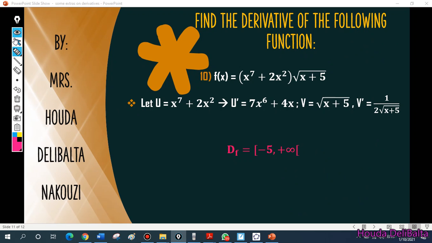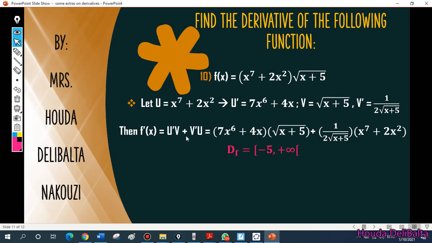Let's continue to find the derivative. So f prime of x is u prime v plus v prime u, as I mentioned before. Then it's 7x to the power 6 plus 4x, which is u prime, times v, which is radical x plus 5, plus 1 over 2 radical x plus 5, which is v prime, times that one, which is u. Notice now that we have a radical in the denominator. Then the condition now for the value under the radical is no longer greater than or equal to 0.